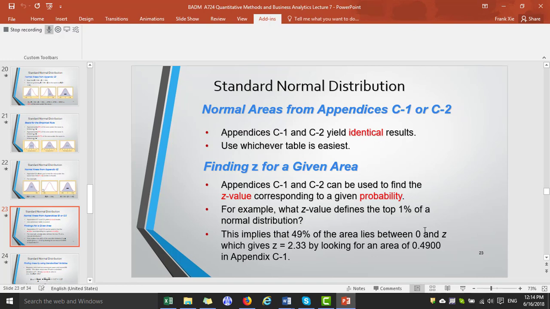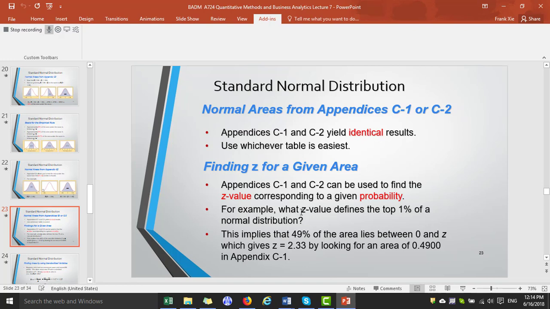That is, you go to the main body of the probabilities, find the number that corresponds to the probability, if that is known, and then you can find the corresponding Z score or Z value.